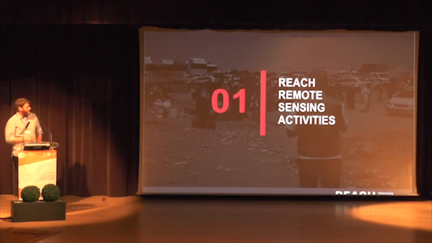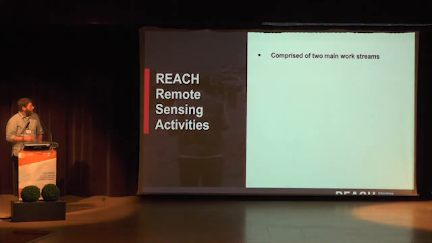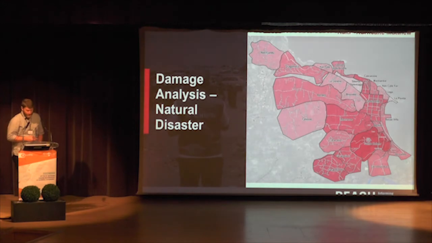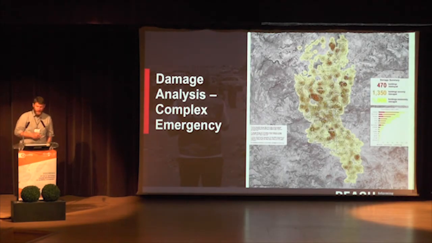So in terms of our current remote sensing activities, we do a number of things, but I think we can break down most of it into two main work streams. Damage analysis is a core activity, and we do this in both natural disaster and complex emergency settings. This is an example of hurricane damage analysis in Haiti and conflict-related damage analysis in Yemen.